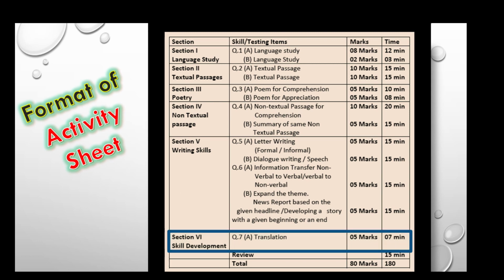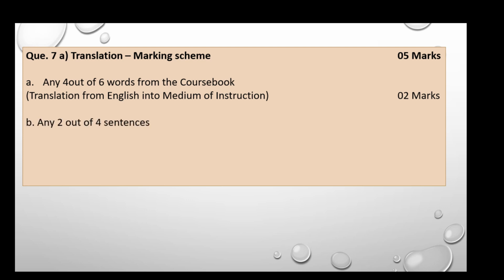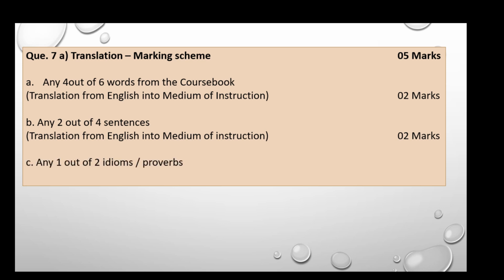The main purpose of the translation is to develop the ability to express the thoughts in a different language. It also helps to develop and understand the difference in structure of both the languages. Marking scheme of the translation is: A. Any 4 out of 6 words from the course book for 2 marks. B. Any 2 out of 4 sentences for 2 marks. And C. Any 1 out of 2 idioms or proverbs for 1 mark.